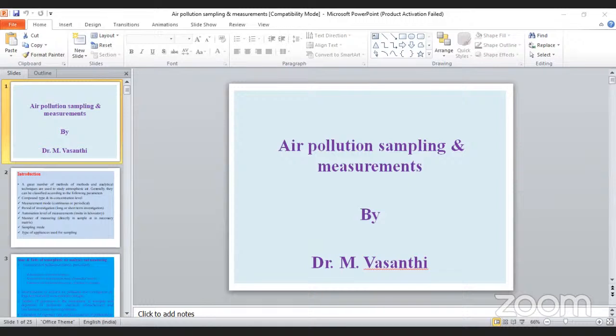Okay. Now we are going to see the lesson on air pollution sampling and measurements. When we are studying air pollution and air pollutants, we must know how we come to know what pollutant is there and how much pollutant is there. That is very important. And doing air sampling is not that easy. A specialized method is available for doing air sampling. It is not like water sampling.